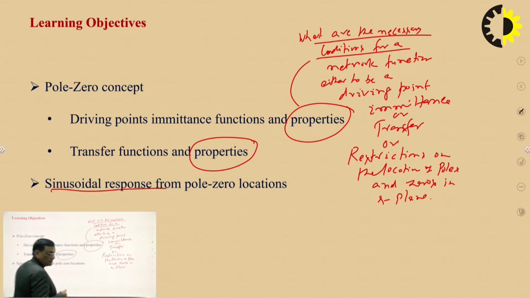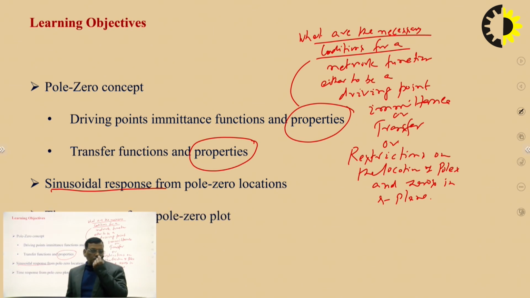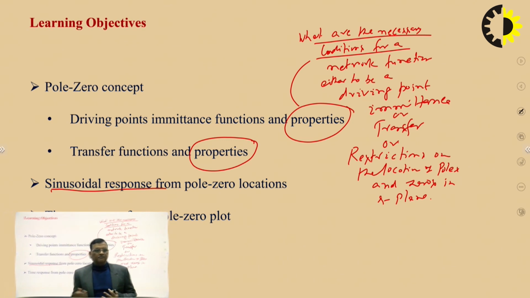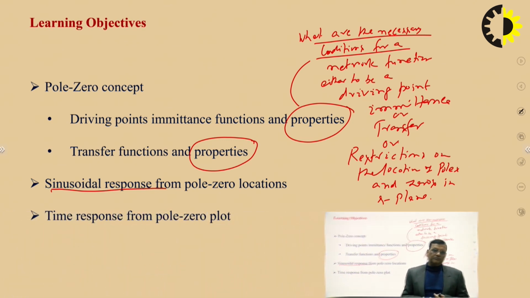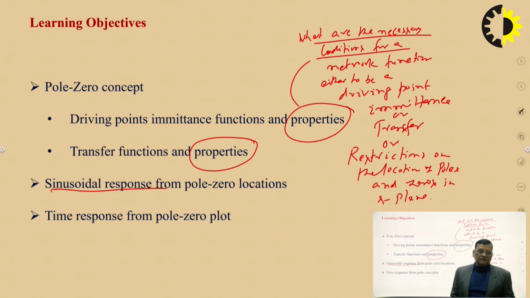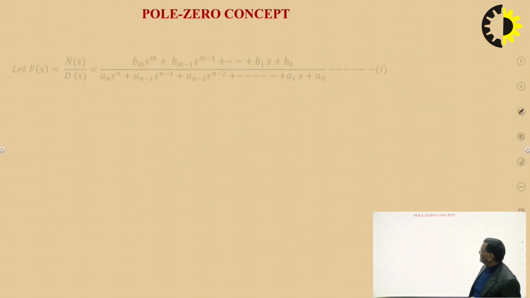This will be covered under the sinusoidal response, or you can say the steady state response, from the pole zero locations, and the last is the time response from the pole zero plot. So a network function is given and you are required to find the time response. How we will get it using the pole zero plot will be covered under this time response from the pole zero plot. So we take one by one. First we go for the pole zero concept.